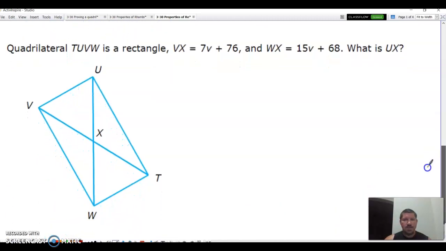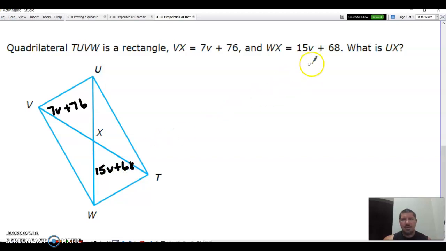Alright, so moving on. Quadrilateral TUVW is a rectangle, so VX is 7V plus 76. WX is 15V plus 68. What is UX? So we gotta be careful on this one. Same type of problem. Again, all 4 of these are congruent to each other, so the algebra is not going to be that hard. 7V plus 76 is equal to 15V plus 68.